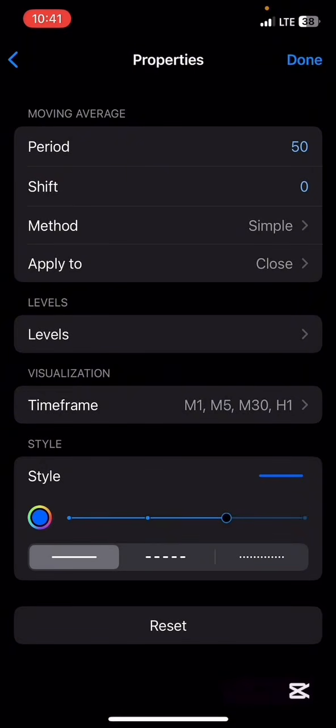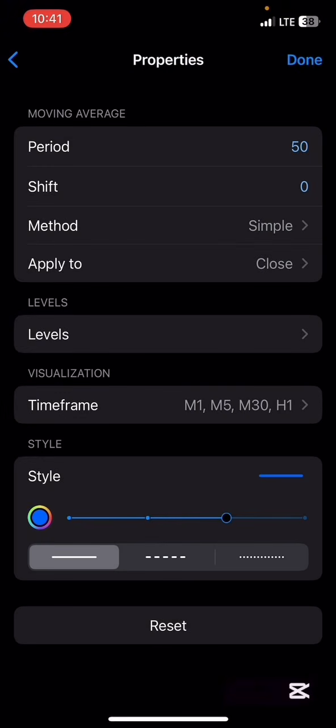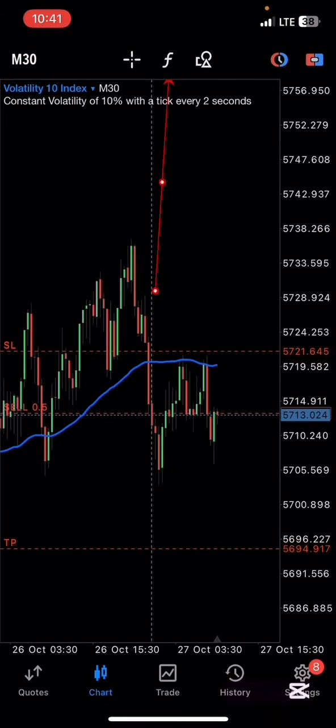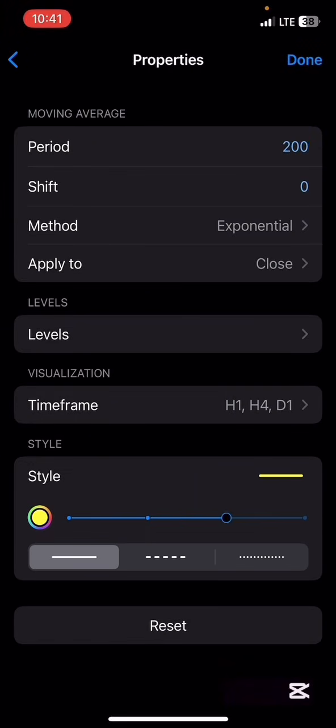Okay, so the only thing you have to check here is the time frame. So make sure you just select only 1 minute, 5 minutes, 30 minutes, and 1 hour. In fact, what we are using mostly is just 30 minutes and 1 hour. Okay, so now when you are done, you click on done. Then the second moving average we are going to be using is the same moving average, but in this case we are going to be using moving average 200.